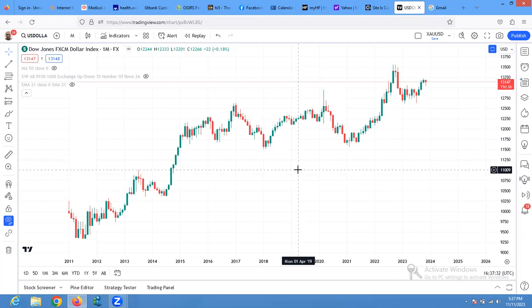Today's date is the 11th of November, 2023. We are going to look at a couple of instruments and what would be the direction of trade and how to apply ourselves.